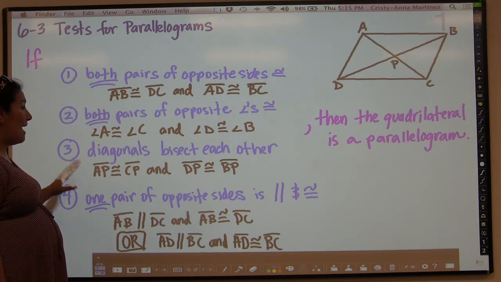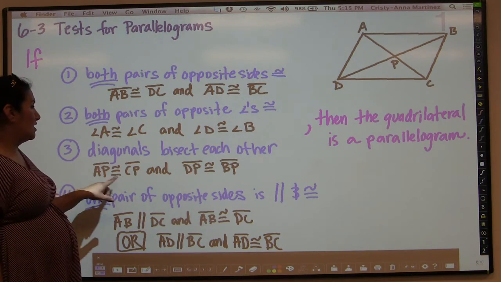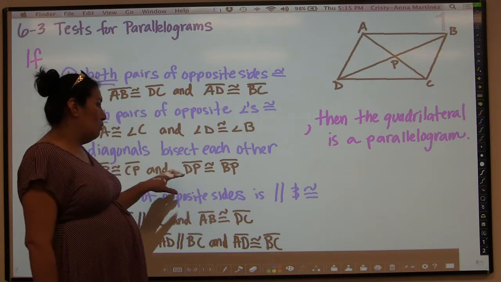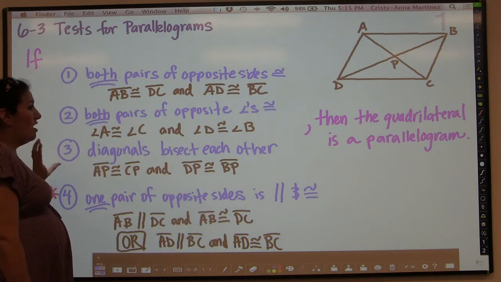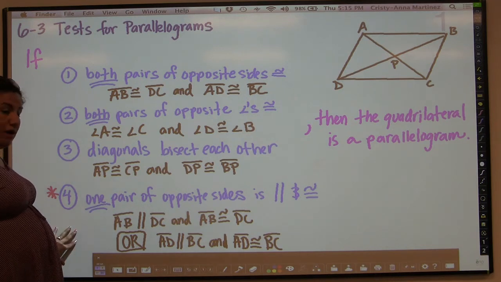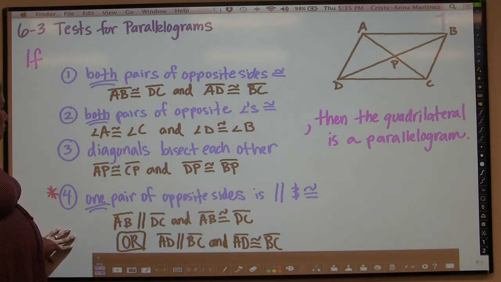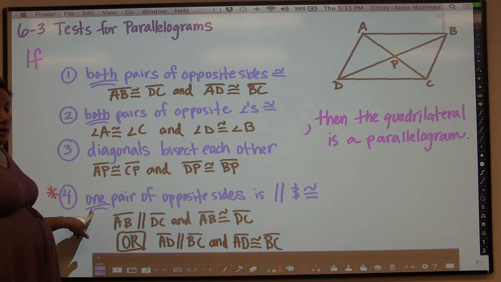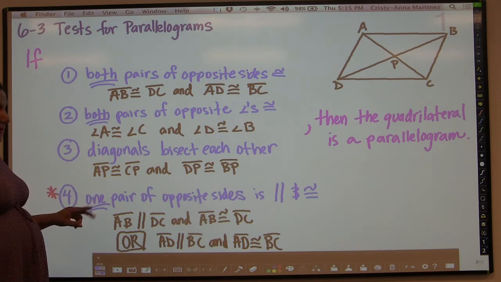Third option is diagonals bisect each other. So basically if AP is congruent to CP and DP is congruent to BP, which is the diagonals bisecting each other, then it's going to be a parallelogram. And our last one is not a converse, and it doesn't require both of anything. So I just wanted to really point this one out to you. This one is saying that you only need one pair, but you need two things to happen.